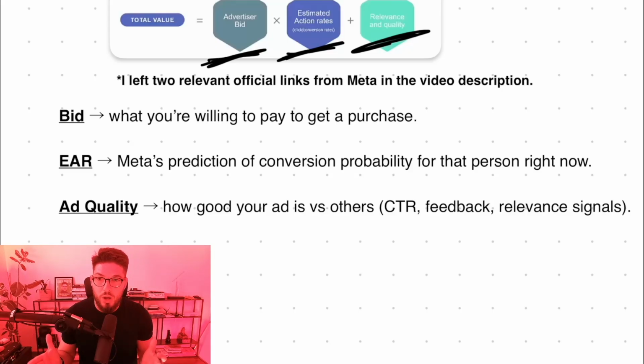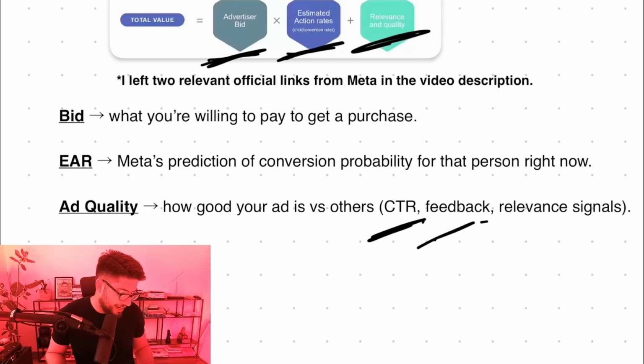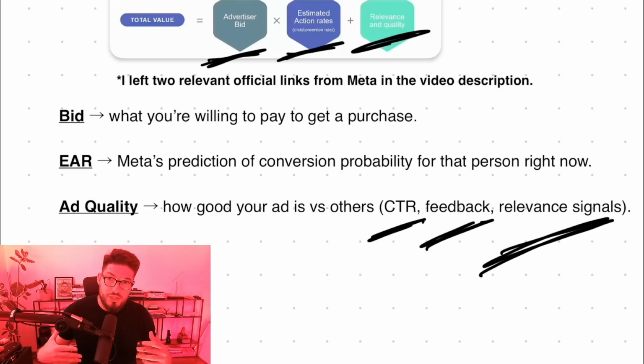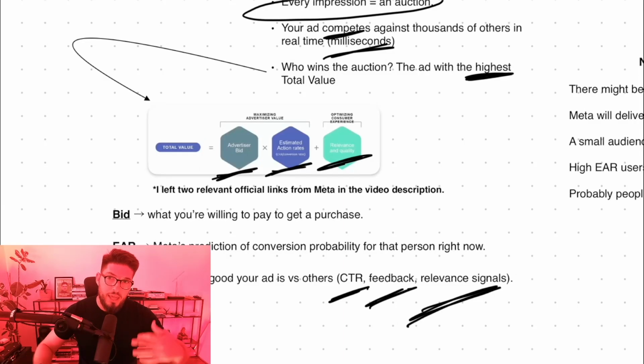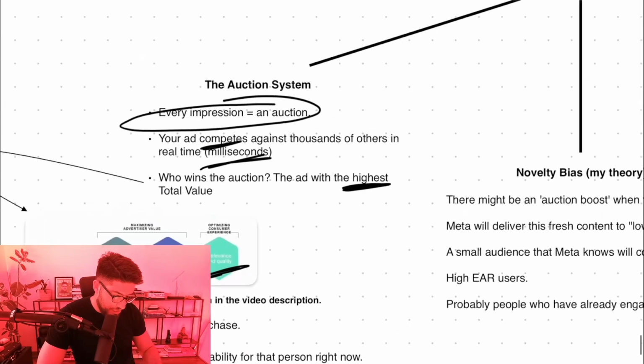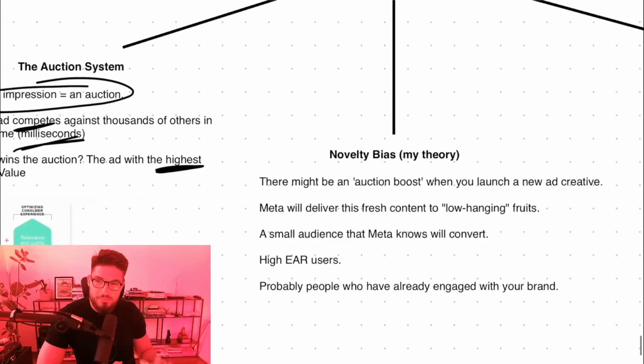And then the last one, ad quality, how good your ad is versus others. Again, you're competing all the time. It's not like, oh, my creative looks beautiful. Doesn't matter if it looks beautiful. Does it look more beautiful than your competitors? That's the point. So Facebook's going to look at CTR, feedback, relevant signals to understand if your ad is better, is worth delivering more than your competitors. That's point number one. That's the auction system summarized.